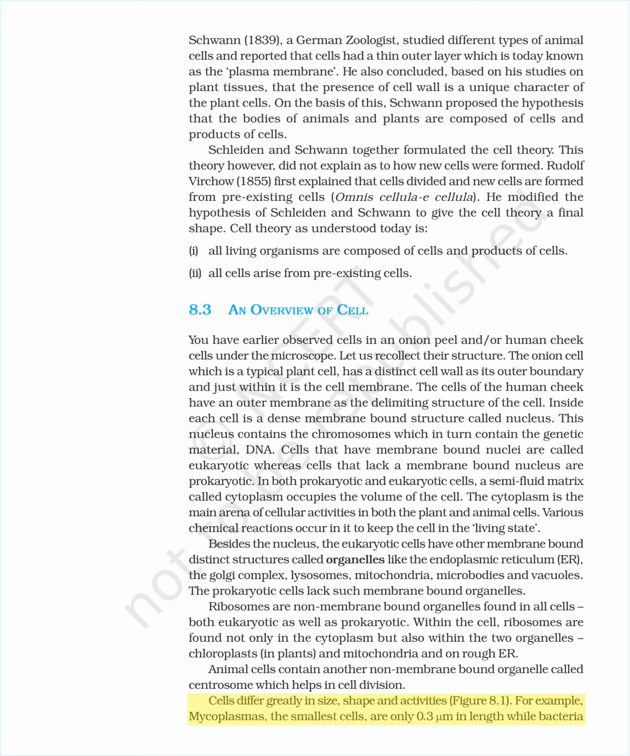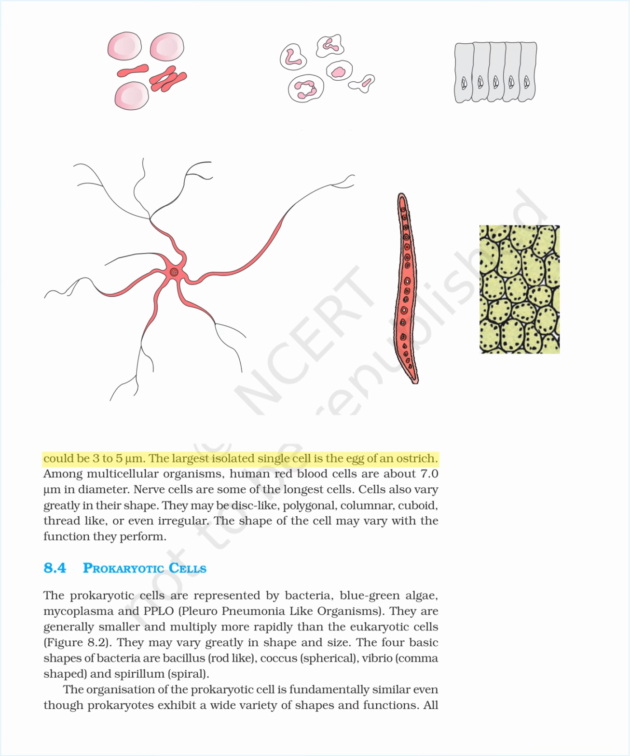Cells differ greatly in size, shape, and activities, figure 8.1. For example, mycoplasmas, the smallest cells, are only 0.3 µm in length, while bacteria could be 3 to 5 µm. The largest isolated single cell is the egg of an ostrich. Among multicellular organisms, human red blood cells are about 7.0 µm in diameter. Nerve cells are some of the longest cells.